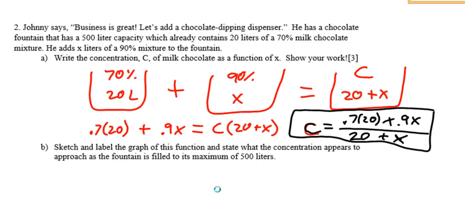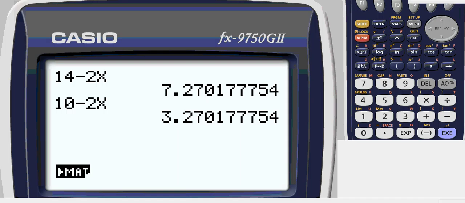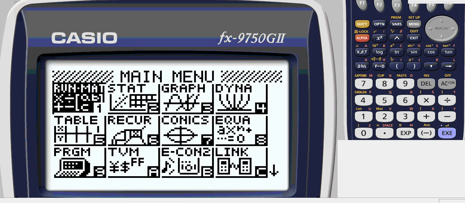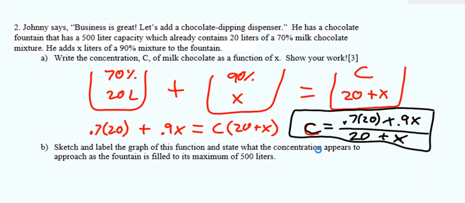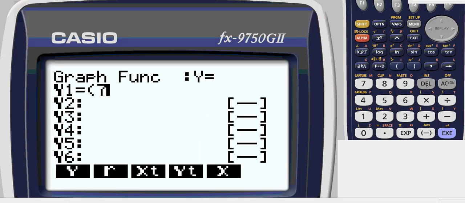So let's type this into our calculator. Go to graph. I'll do 0.7 times 20, plus 0.9x, divided by (20 plus x).